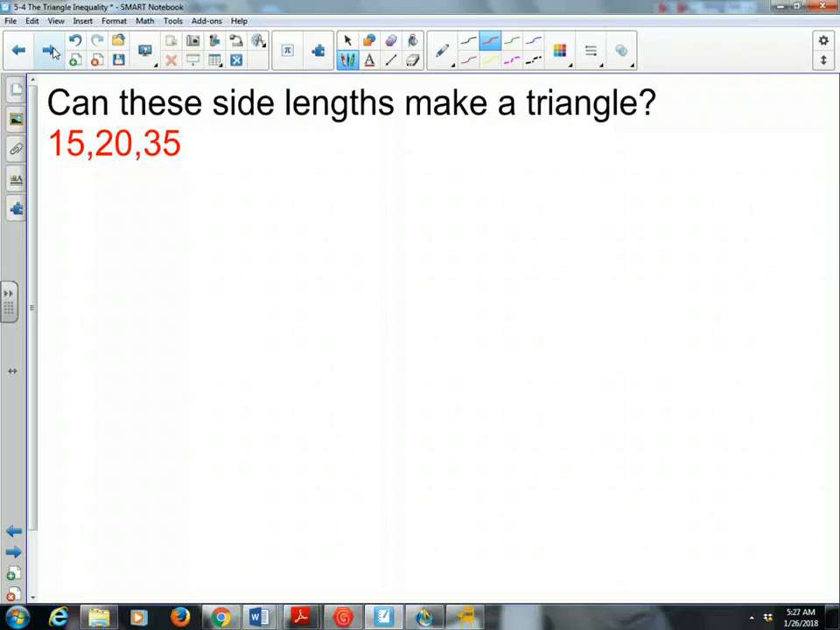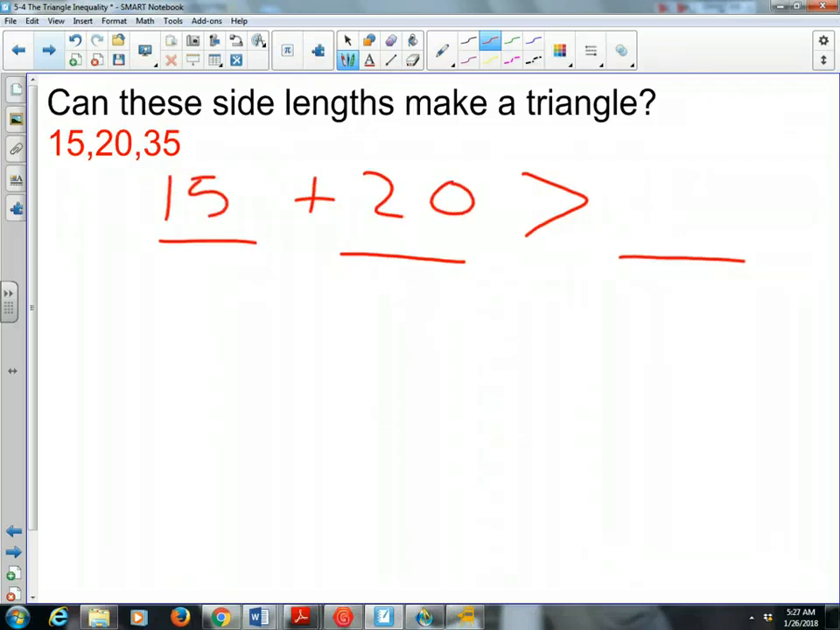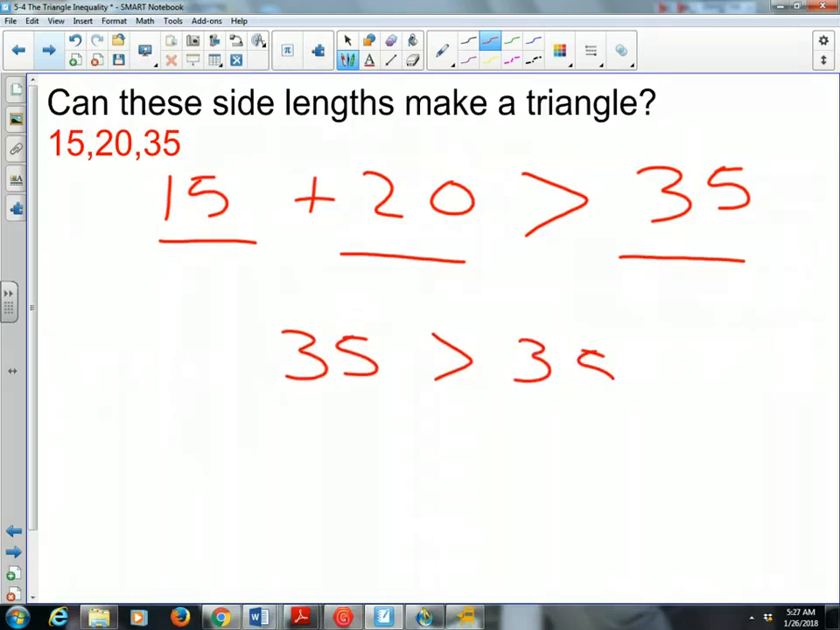So here's this question. Can these side lengths make a triangle? Well, if a triangle exists, the two smaller sides, their sum has to be greater than the third side. So the two smaller sides are 15 and 20. That sum has to be greater than the longest side, 35. Is this true or false? Is 35 greater than 35? Of course not. That is a false statement.